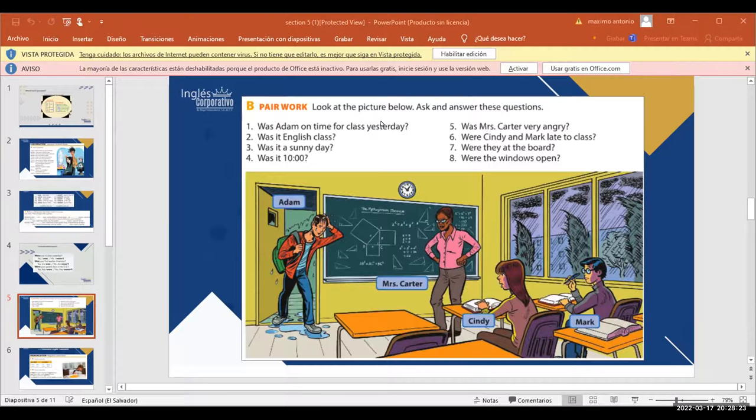But if the teacher is angry, ¿cómo es? Was Adam on time for class yesterday? Angry today? ¿Llegó tarde? Sí. Late. He was late. But if you look the face of Mr. Carter, if it can be Adam again, you stay, you coming late, for example. Yes, look the picture. Imagine that the picture was taken yesterday.